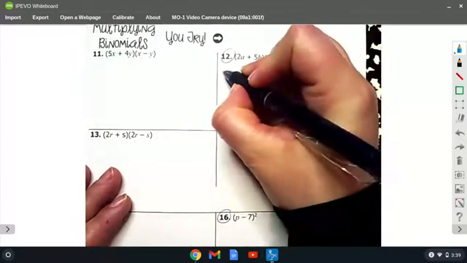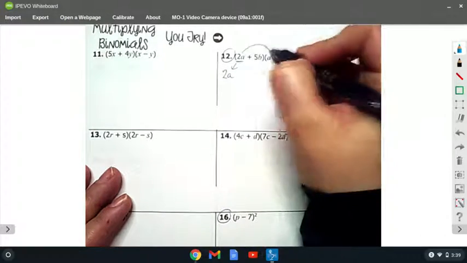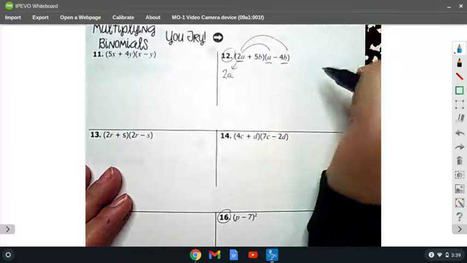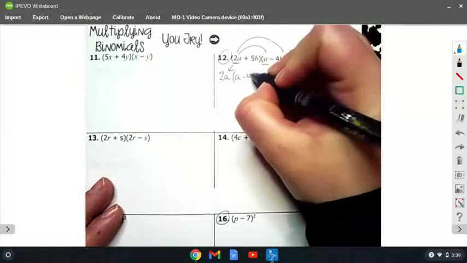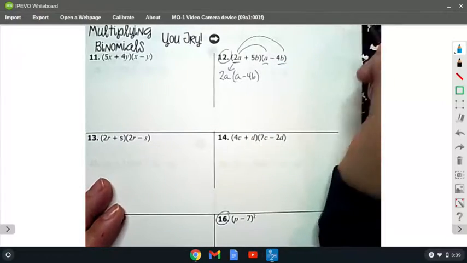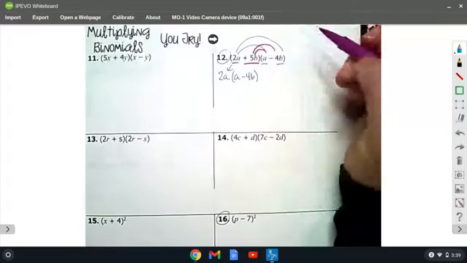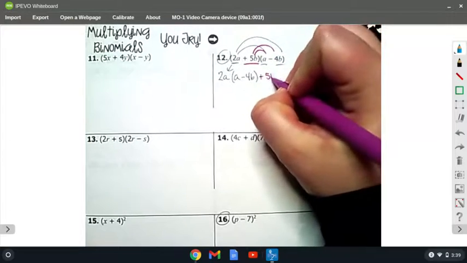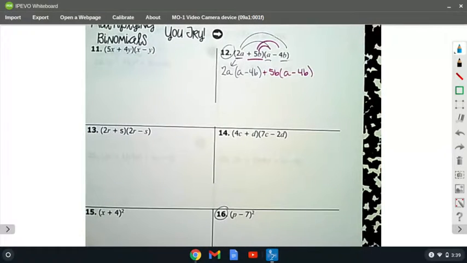Okay, so once again, I'm doing the same thing. I'm pulling this 2a, and I'm going to distribute it to both terms in that second set of parentheses. So I'm going to multiply that 2a times a minus 4b. Next, I'm going to take this positive 5b, multiply it by both terms. So I have positive 5b out here, and I'm multiplying it by that second set of parentheses. Now I'm going to distribute.